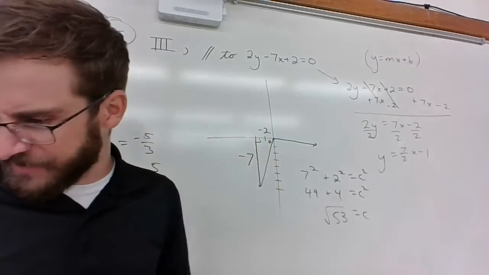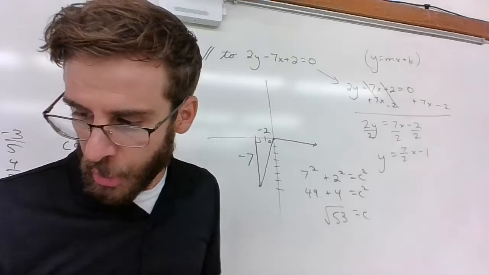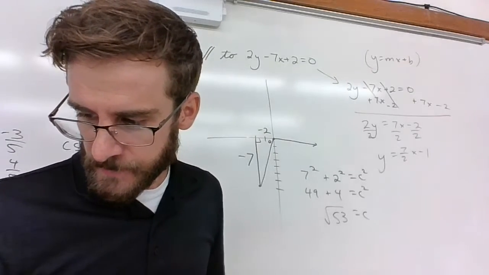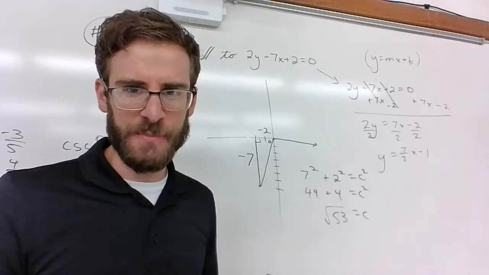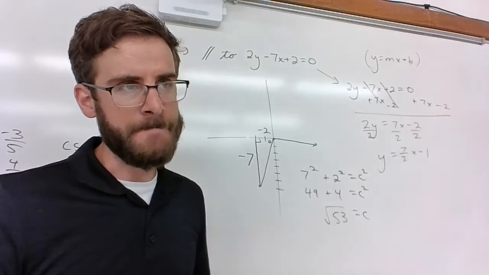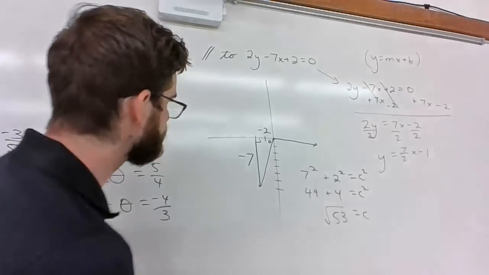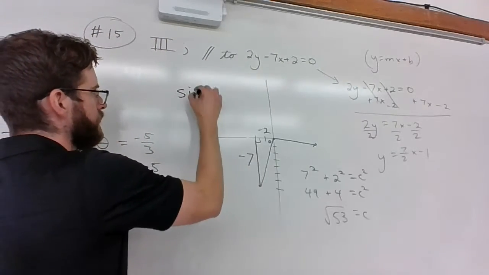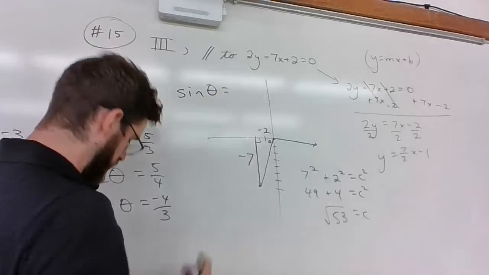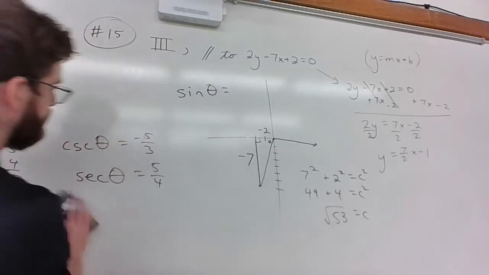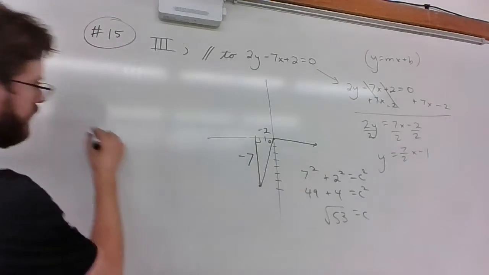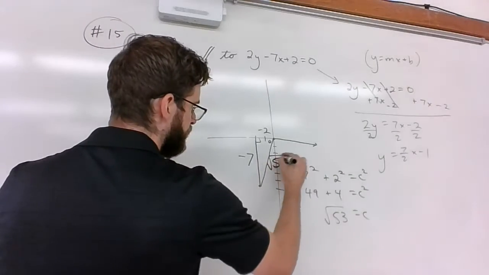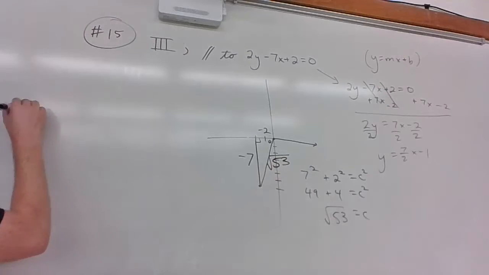Got it. Now, do we have to find all 6 trig functions? Yeah, we do. But this is kind of an easy task at this point. It's not really mind-bending work. Well, let me give myself some room. So there's our root 53.